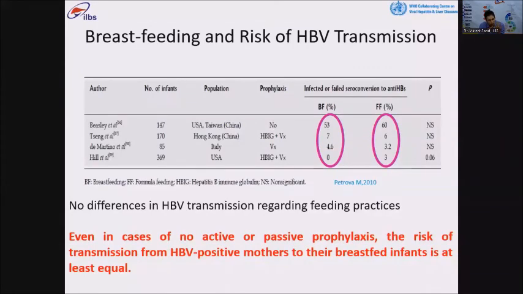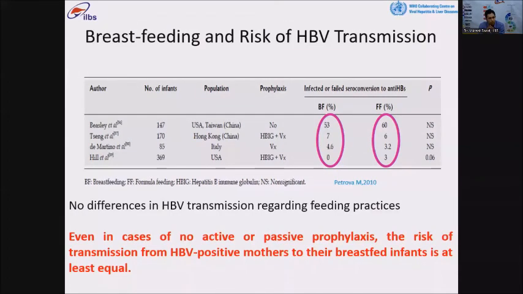Therefore, for hepatitis B, hepatitis C, and HIV, we always tell the mother to breastfeed. It is a cost-effective measure. The risk is minimal. Exclusive breastfeeding is the norm for hepatitis B, hepatitis C, and HIV also. It should be exclusive breastfeeding, not mixed feeding. There should be no controversy regarding that. Even if you do not give any prophylaxis to the child, there is very limited risk of transmission from a hepatitis B positive mother to her breastfed infant via breastfeeding. Breastfeeding has a lot more benefits than risk.